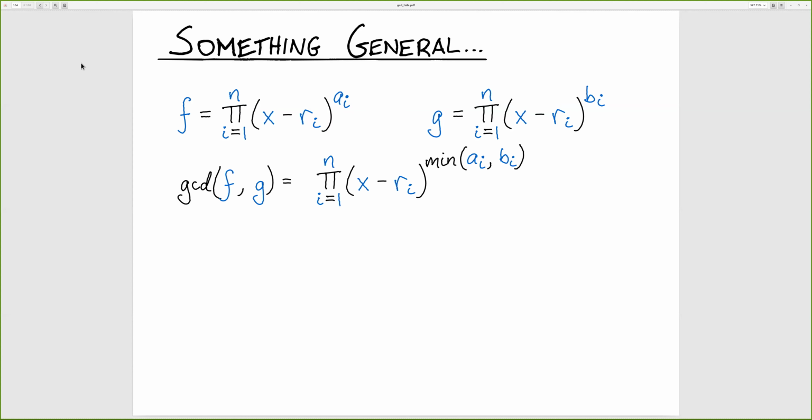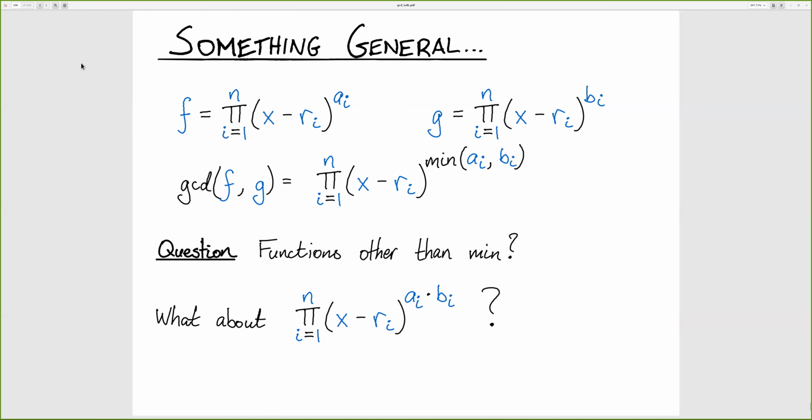So what other functions could you put here? If you put addition, that's like multiplying polynomials. If you put subtraction, it's kind of like dividing. So what else could you put? Could you do something silly, like put the products of a_i and b_i? I don't know what that means, but you could certainly ask, can you compute this? Can you even compute it efficiently? And it turns out we can.